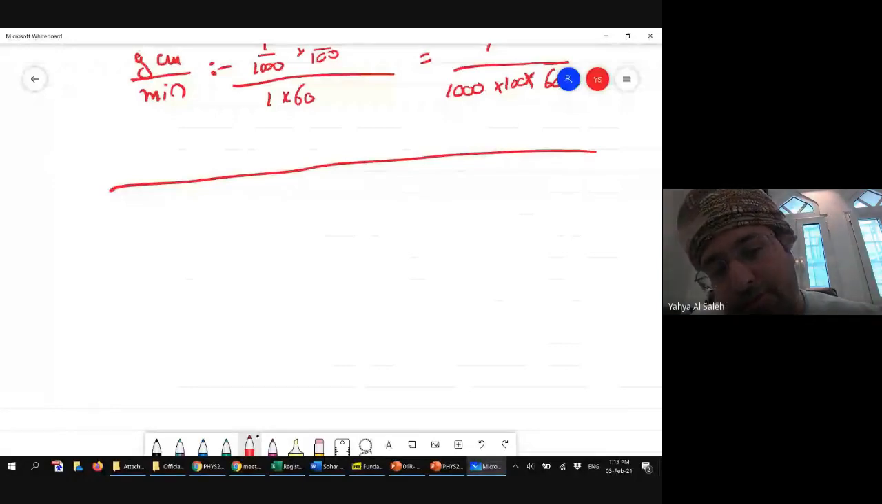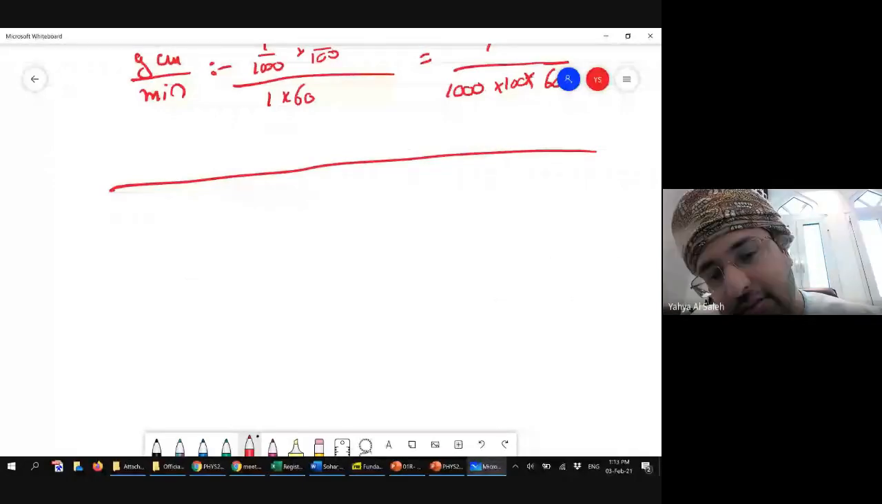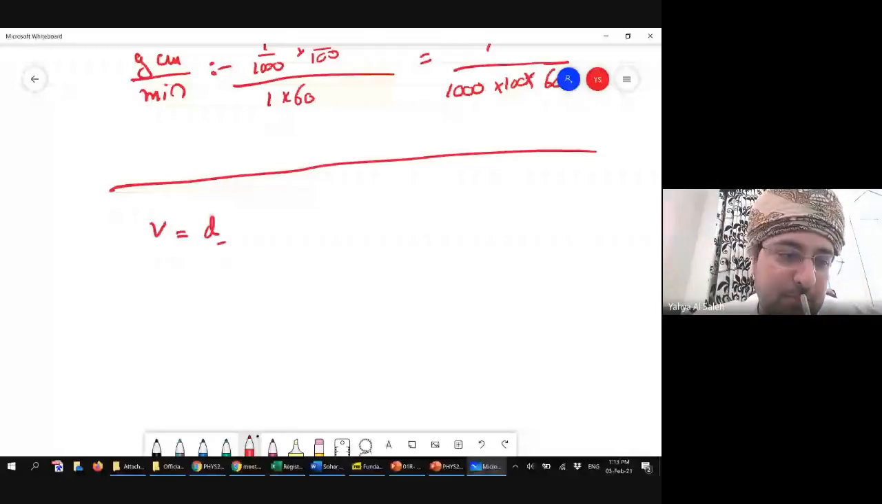You know this from high school. Velocity equals distance over time. Right? Yes. Okay. Is this equation consistent or not, dimensionally speaking?